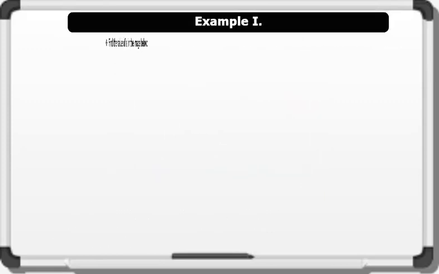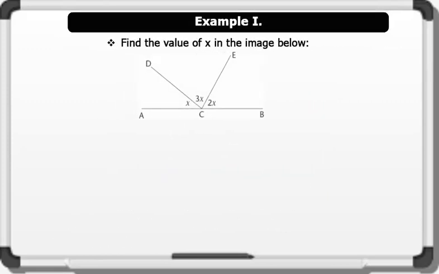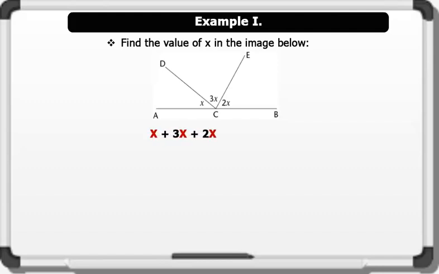Example 1. Find the value of X in the image below. Solution. Note that the sum of adjacent angles is 180 degrees. Therefore, X plus 3X plus 2X equals 180 degrees. When we add, we have 6X equals 180 degrees. To find X, we divide 180 by 6. This gives us 30 degrees.